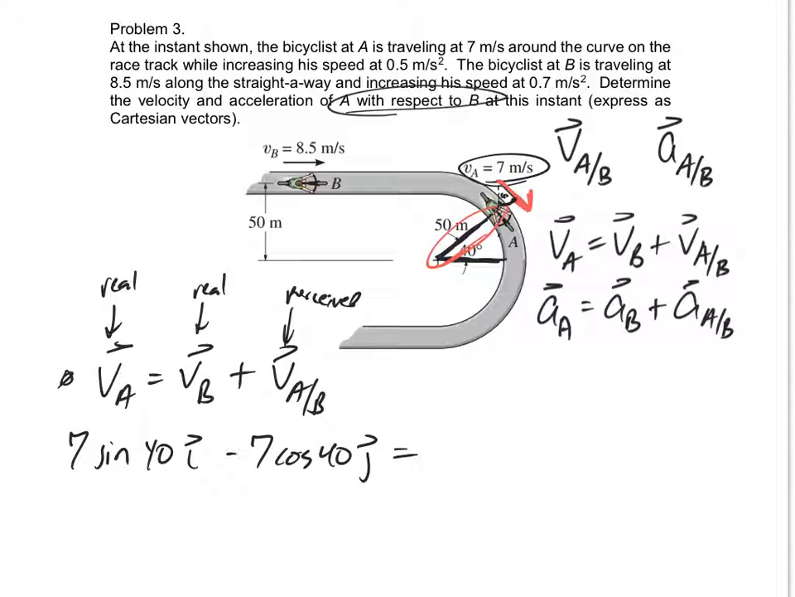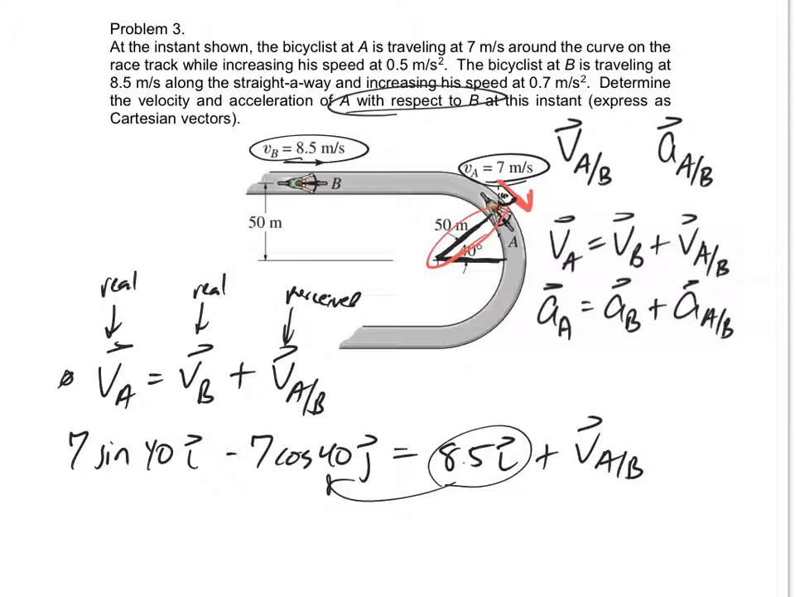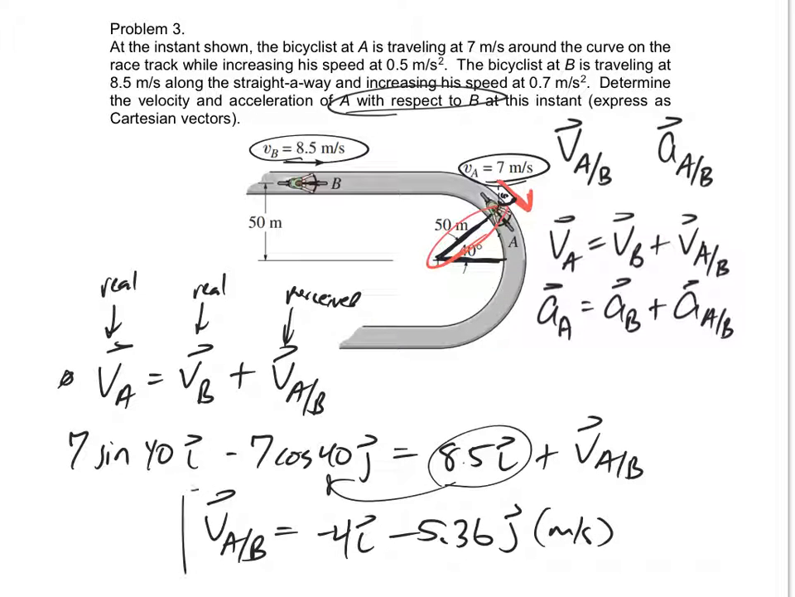My VB is velocity of B. Oh, that's easy, 8.5, and it is in the I direction. Plus VA slash B. All right, so that was it for this problem. Take this 8.5, subtract it over here, and you could get velocity of A slash B is negative 4I minus 5.36J. All your answers need units. These were all in meters per second. Okay, so that was the velocity of A slash B.